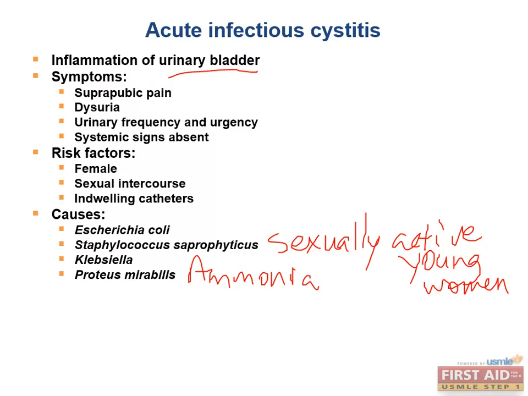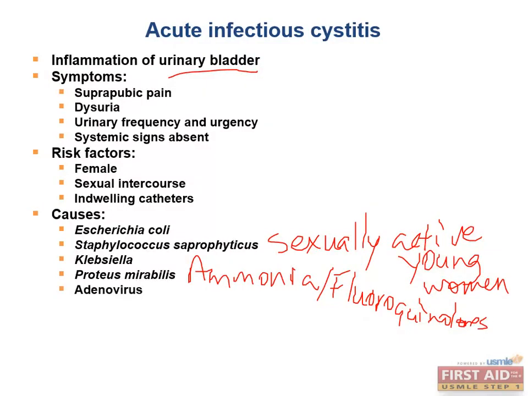The answer is the staghorn calculi. Remember that urease breaks down urea into ammonia, making the urine more alkaline, and that can lead to staghorn calculi formation. Of course, that's in the kidneys, and here we're talking about in the bladders. Now, what would you use to treat an infection with Proteus mirabilis? Fluoroquinolones.